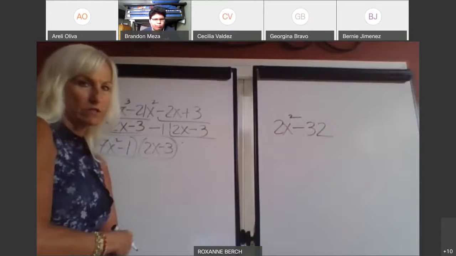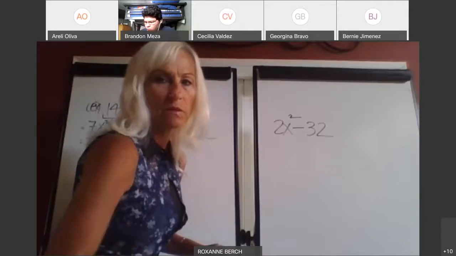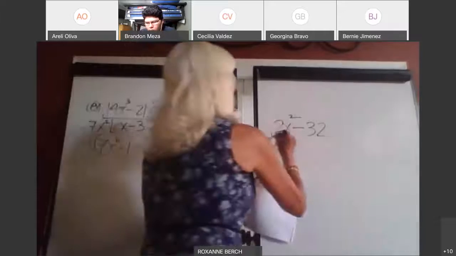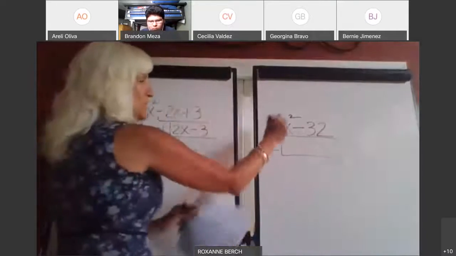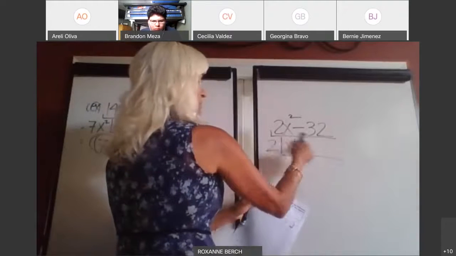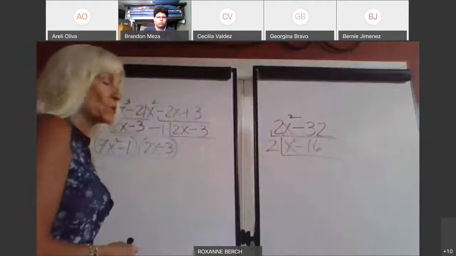That's not the difference. And you would have to do, let me change this real quick. You would have to do a GCF and take out a 2. So 2 times what is that? X squared. 2 times what is that? Negative 16. See that? Isn't that the difference of squares?